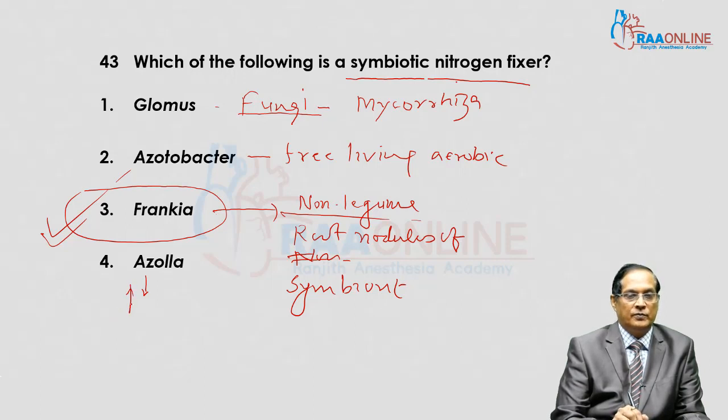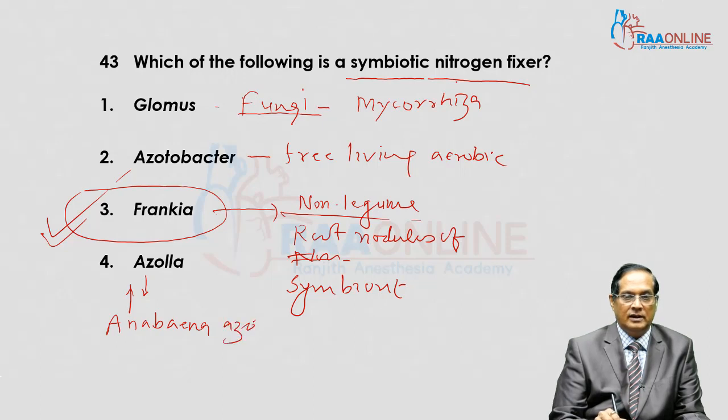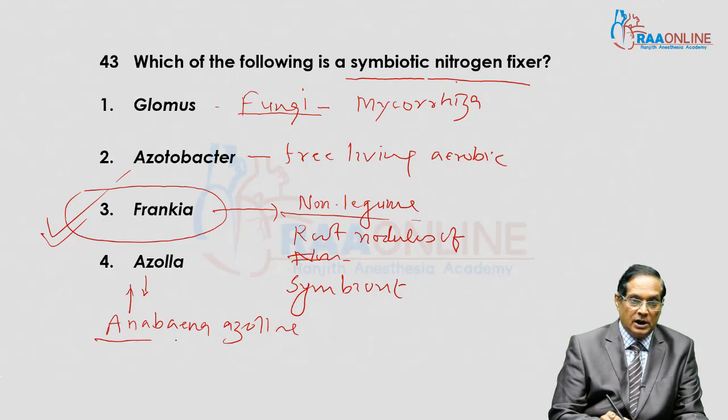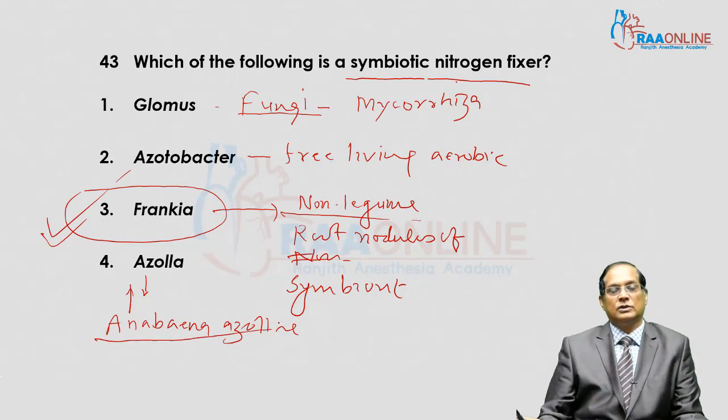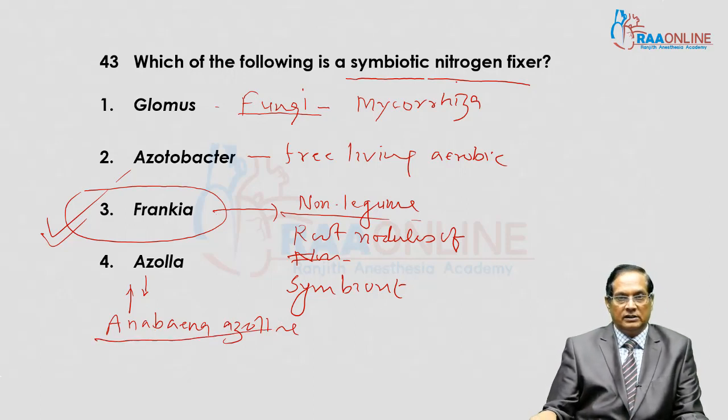Azolla is a pteridophyte. In this pteridophyte, a blue-green alga is present, Anabaena azollae. It is also a symbiont, but Azolla can exist also as free living. The better one, symbiotic nitrogen fixer, is Frankia.